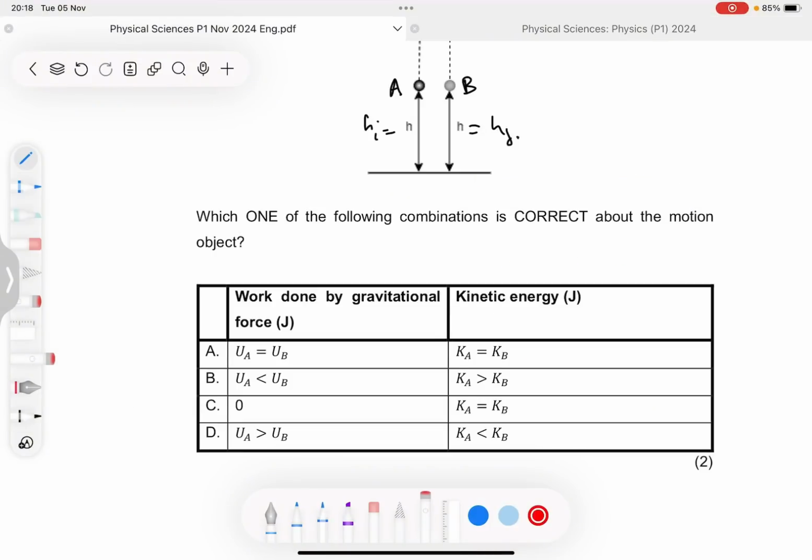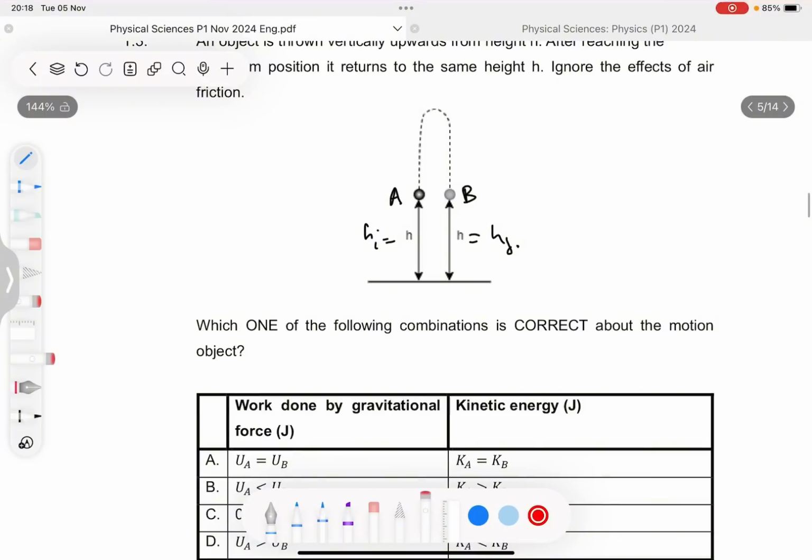And this is not surprising, because if you look at this type of motion, the object moves from point A and goes to point B. But point A and point B are the same height. So this is what we call a closed path, right? This is what we call a closed path, when you move from the same initial point and come back to the same initial point.